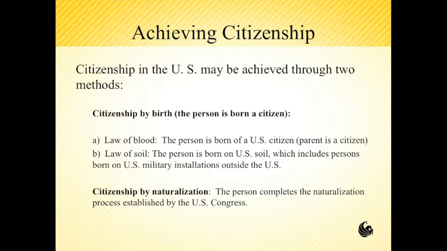And remember, the law of the soil, the person is born on U.S. soil, which would include any military bases or territories outside the United States that the United States owns. So if you are born on U.S. soil, U.S. land, you are a citizen, a natural born citizen. So to be a natural born citizen, you need to be either law of the blood, which means you are born to a U.S. citizen, or law of the soil, which means you are born on U.S. property. If you are not a natural born citizen, then you can become a naturalized citizen by going through the naturalization process. That's when a person goes through the legal steps to become a citizen.